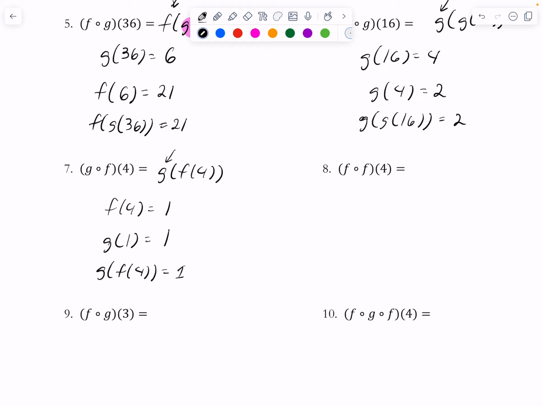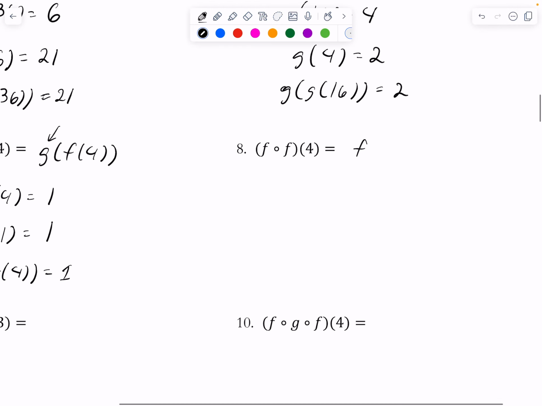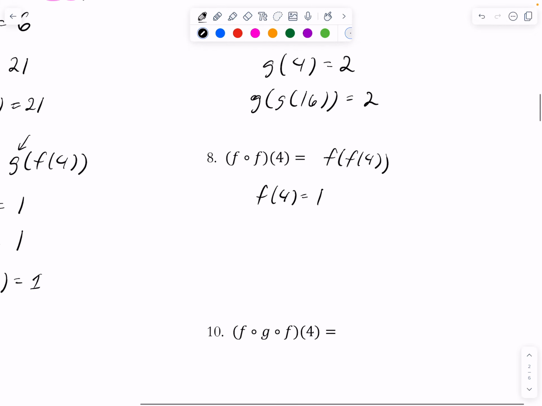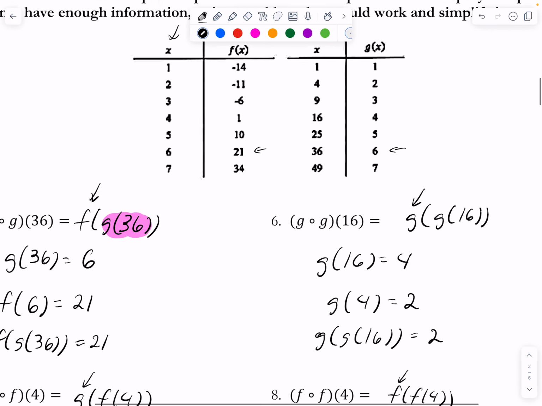I know I'm going very fast, but once you start to see the pattern, you're going to start to work quickly as well. F of 4 for number 8. So let's do f of 4. F of 4 is going to be 1. And then again, I'm plugging that into that first function, just also happens to be the same one. So f of 1 is negative 14.